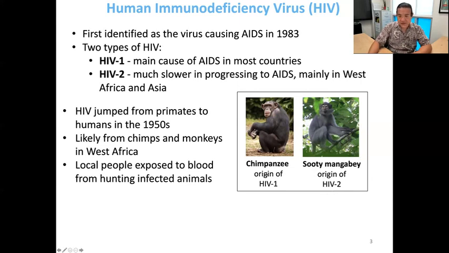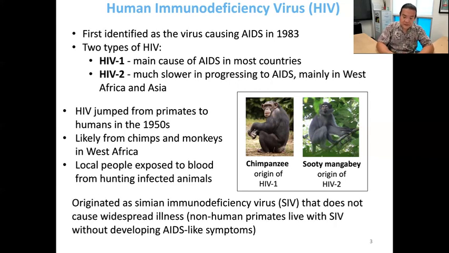And so even though they think that this jump happened in the 1950s, it probably happened because you had local people who lived with these monkeys in the rainforest, in villages where they maybe hunted these types of animals for food. And then as part of hunting and eating these animals, perhaps were exposed to the infected blood from these primates. Importantly, in these primates, of course, HIV wasn't HIV, right?